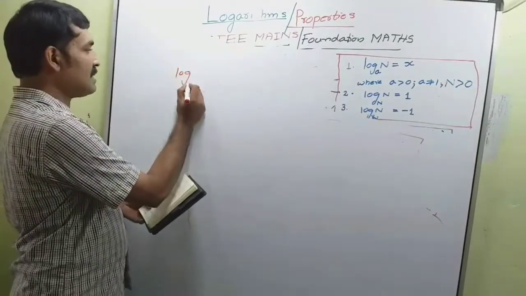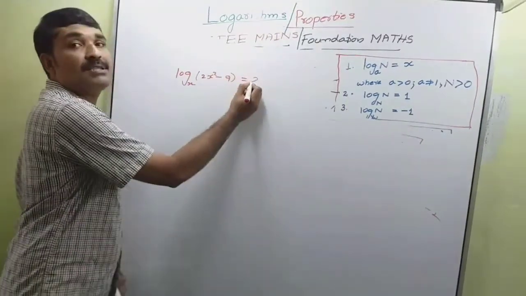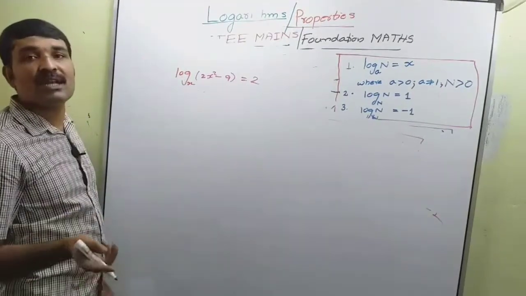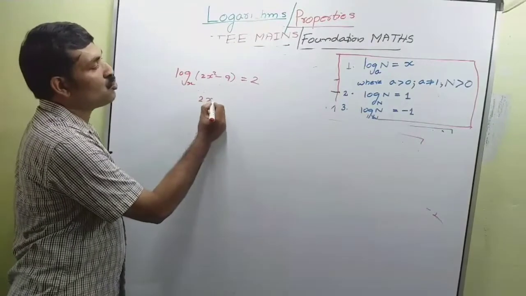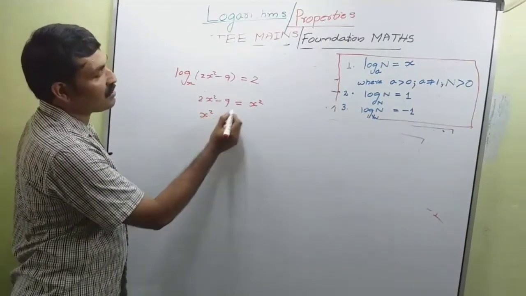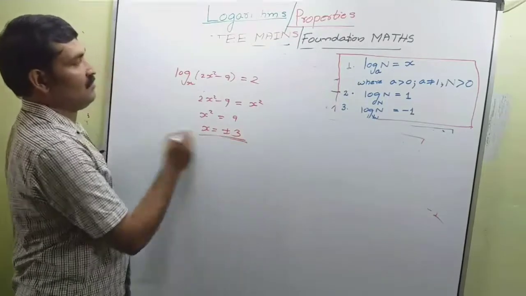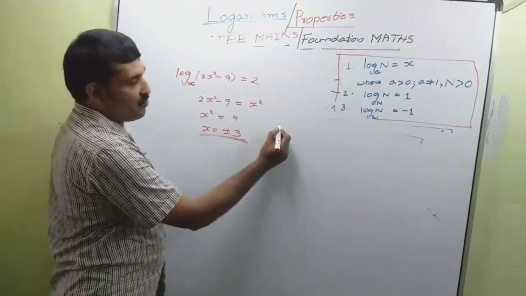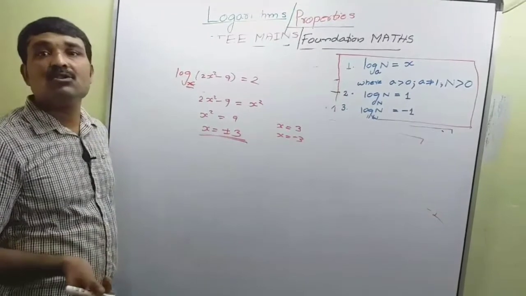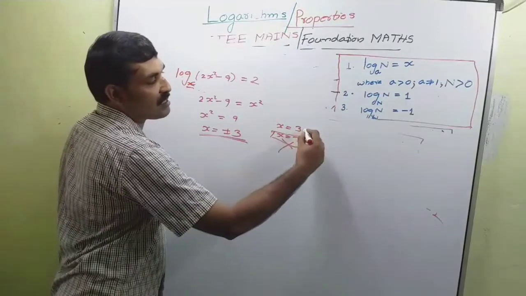Log, here base is x, of 2x square minus 9 is given as 2. Find the value of x. So we can convert this into exponential form. We can write this as 2x square minus 9 is equal to x square, or x square is equal to 9, x is equal to plus or minus 3. We have two values, x is equal to 3 and x is equal to minus 3. Here base is x. Base is always greater than 0, so this value is not possible.